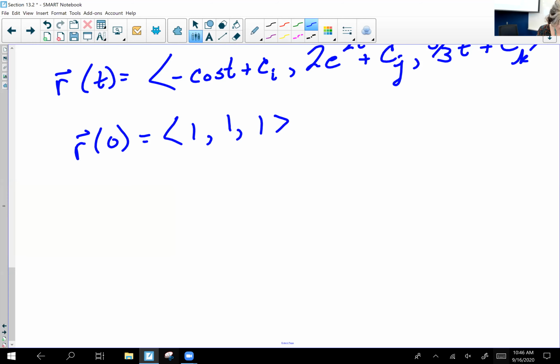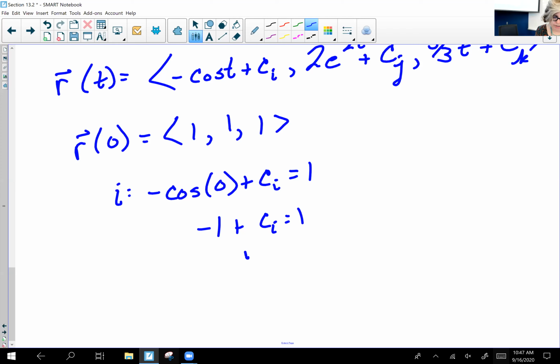Okay, so we have the first component. Our I component is going to be negative cosine of 0 plus c sub I equals 1. So this is negative 1 plus c sub I equals 1. I got c sub I equaling 2.